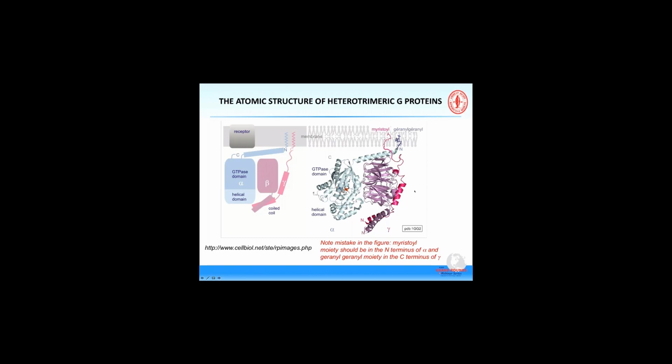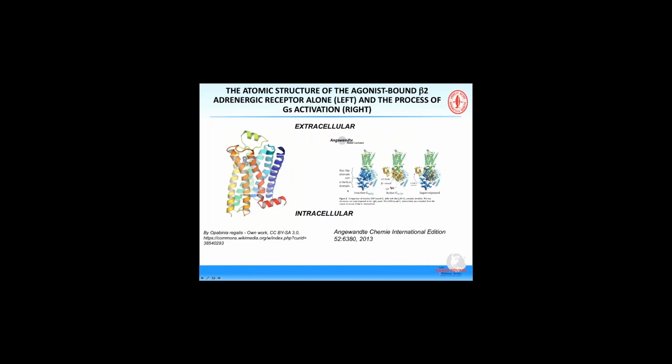And these G proteins actually are peripheral membrane proteins in that they associate with the membrane through the fact that they have lipid modifications. And there's a mistake in this figure that I noted here in red. The lipid modifications here are wrong. The myristoyl moiety is actually in the N-terminus of the alpha subunit, and the geranyl moiety is actually in the C-terminus of the gamma subunit, where this is. And you can see here this little molecule shown in here, that's the GTP that is bound to the alpha subunit.